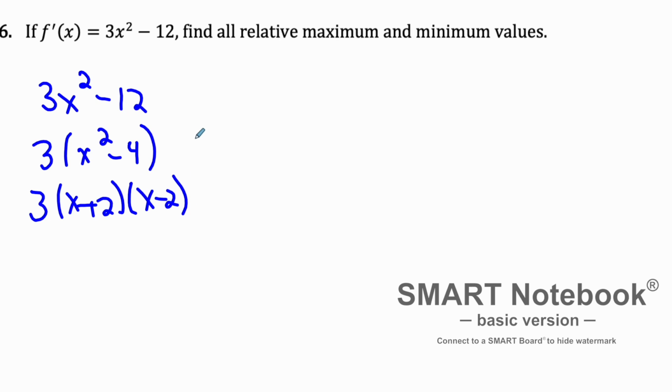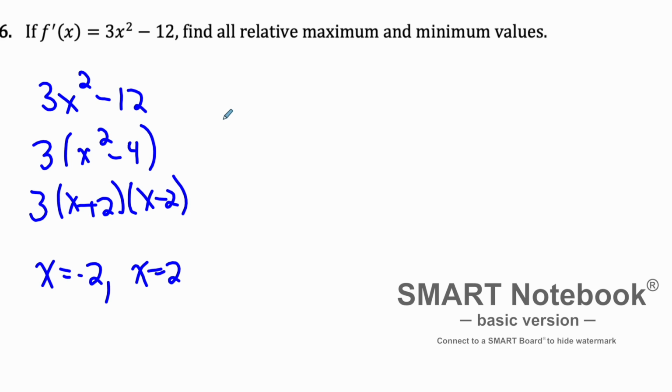All right. We're basically doing the same thing for all of these problems. Take the derivative, set it equal to 0. This one we're already given the derivative, so it's easier. You just set it equal to 0. So -2 and 2 are your zeros.